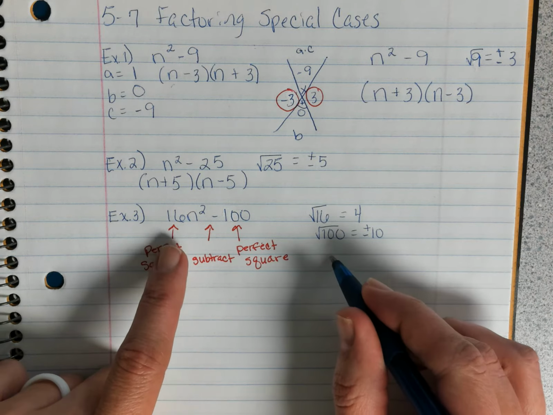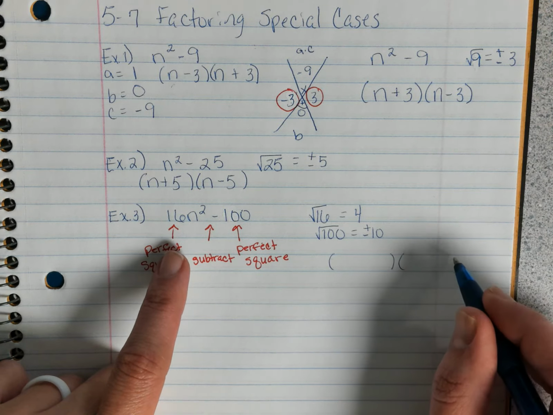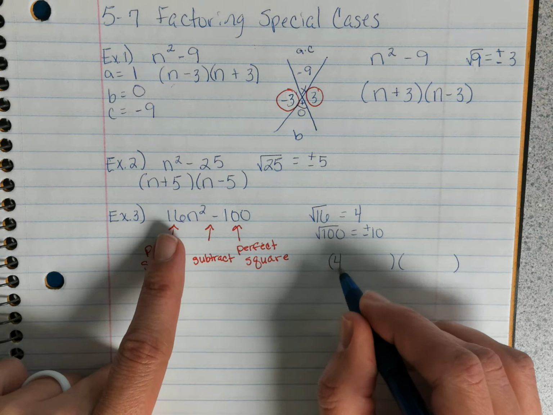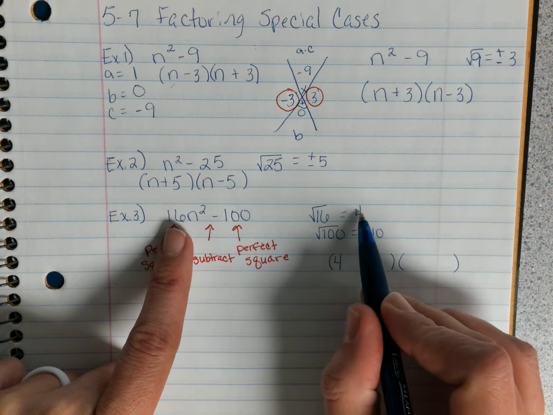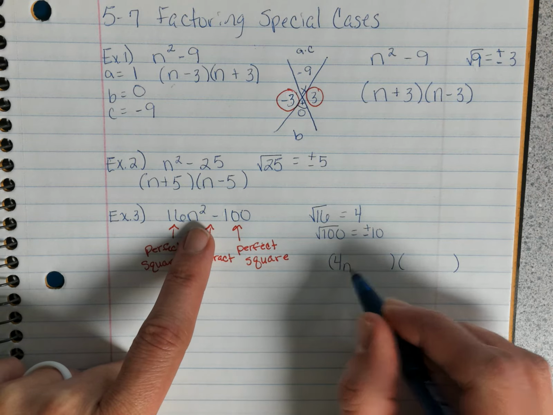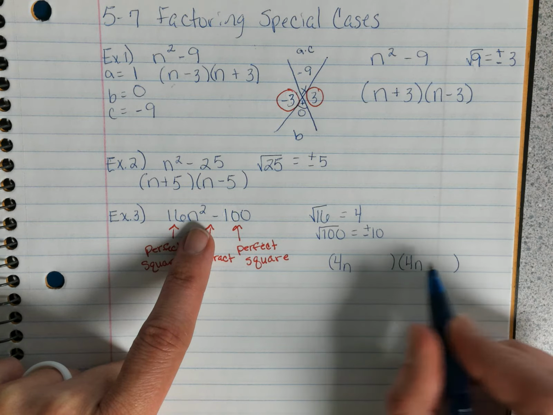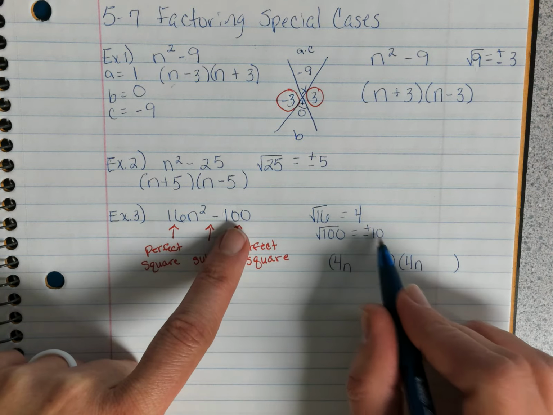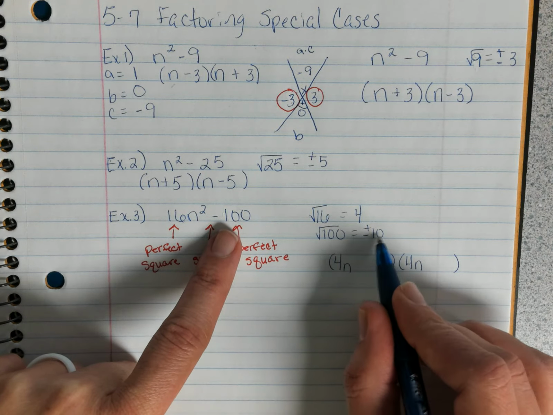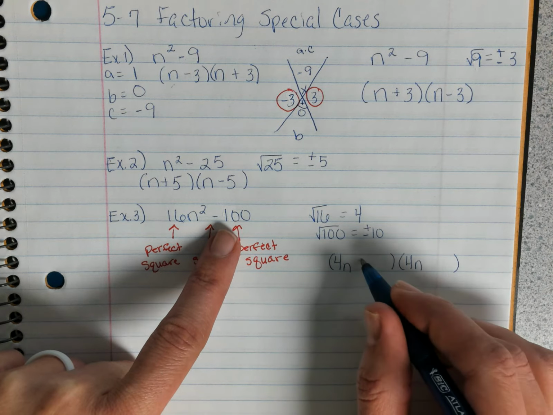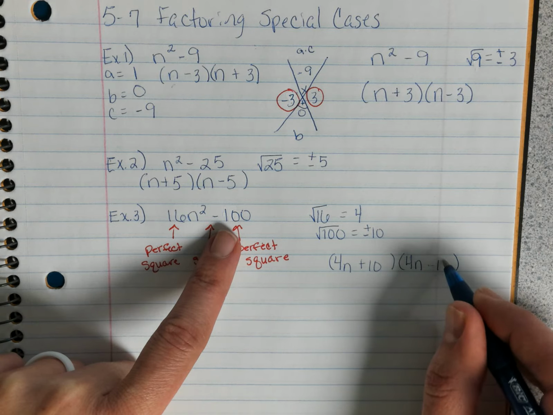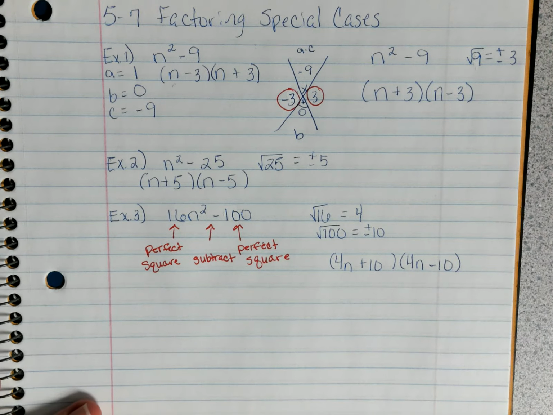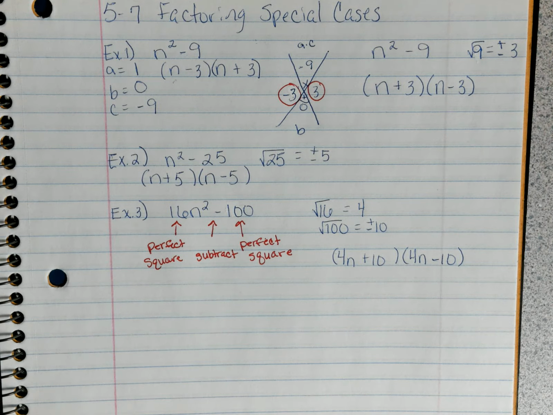So when I write this, you're going to have square root of 16 is 4n. So 4n repeats itself here and here. And then in these two spots, one will be a plus 10, one will be a minus 10. This pattern is the same every single time.